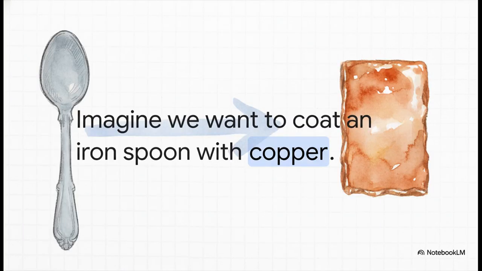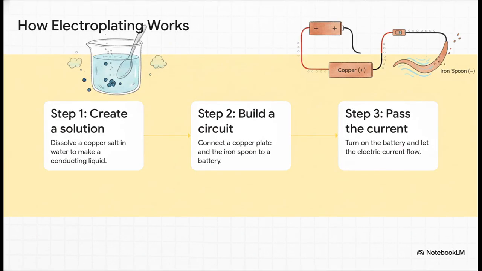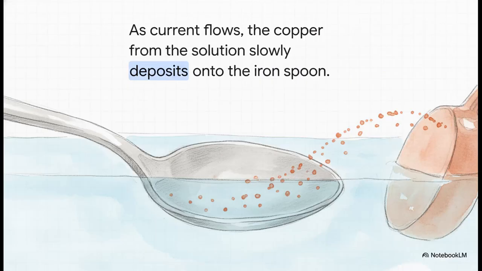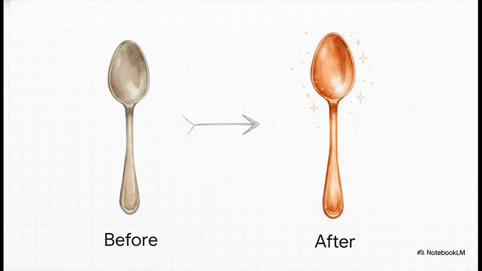So how's it done? Let's imagine we want to coat a simple iron spoon with shiny copper. It's a pretty simple three-step process. Make a special liquid, build a circuit, and pass the current. Now here's the magic. As current flows, copper from the solution slowly deposits right onto the spoon. And just like that, you have a copper-plated spoon. This process has so many real-world uses.